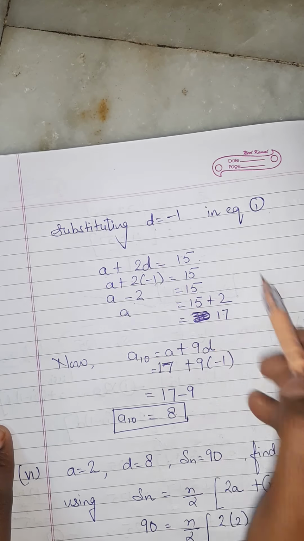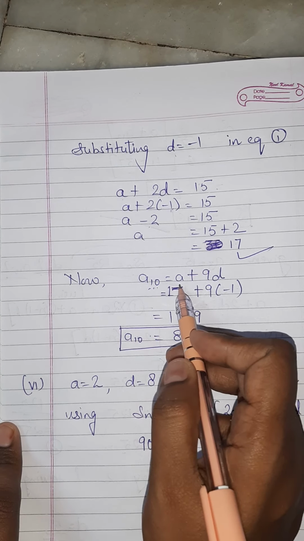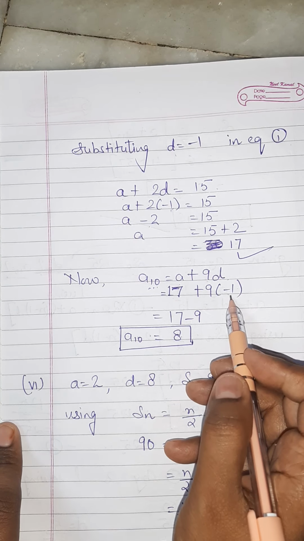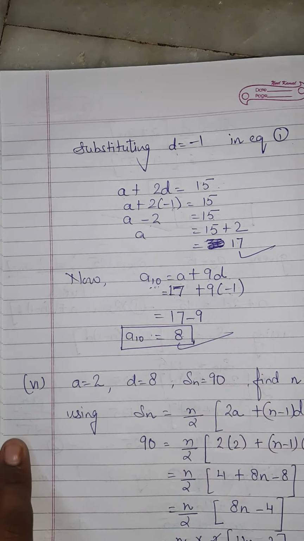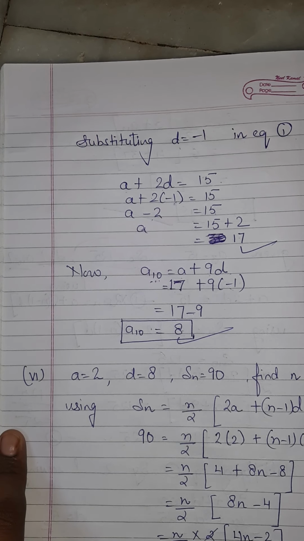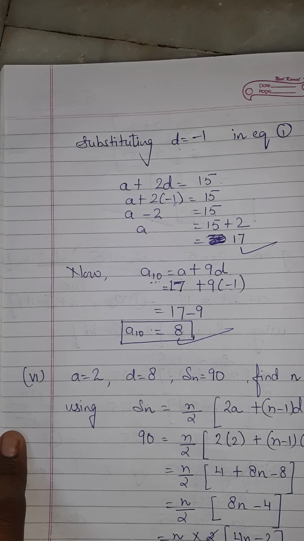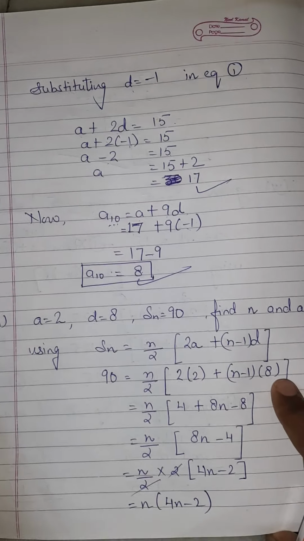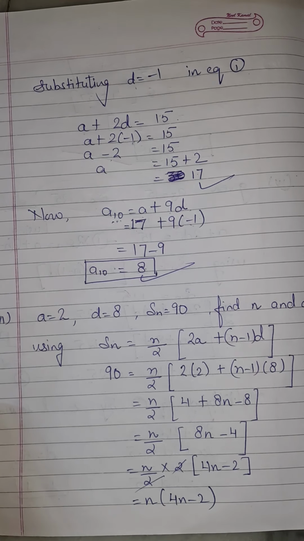Now what did the question want us to calculate? a10. So we know the expansion for this, a plus 9d. a is 17, 9 into d is minus 1. 17 minus 9 gives plus 8. So this completes the fourth part. Fifth part is easy, try it out yourself. Now I am discussing the sixth part with you all.